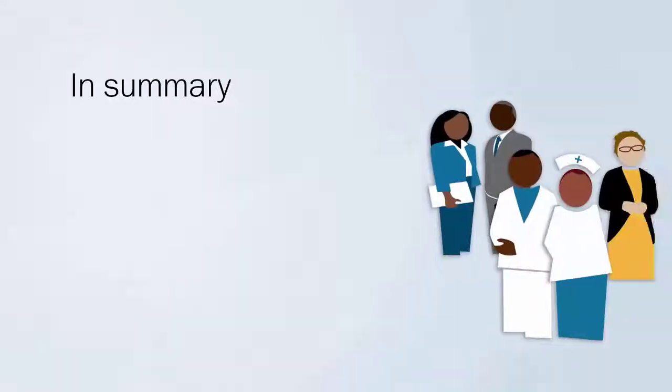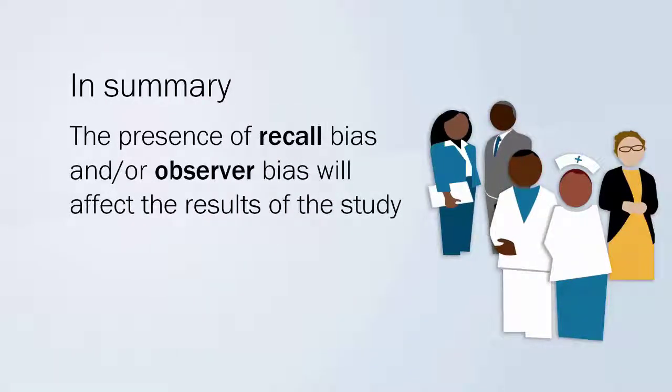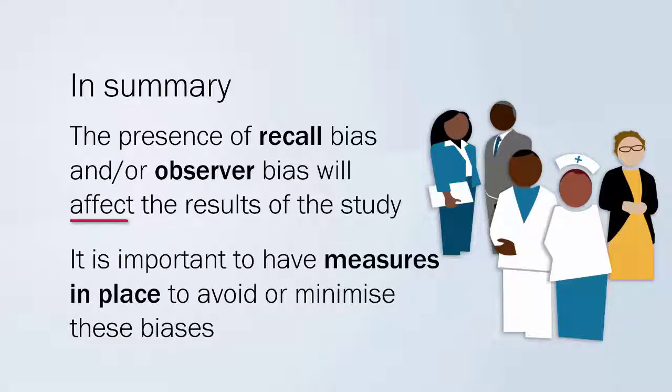In summary, the presence of recall bias and/or observer bias will affect the results of the study and can under or overestimate any association found. It is important to have measures in place to avoid or minimize these biases.